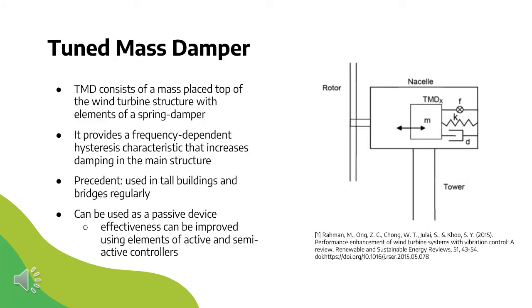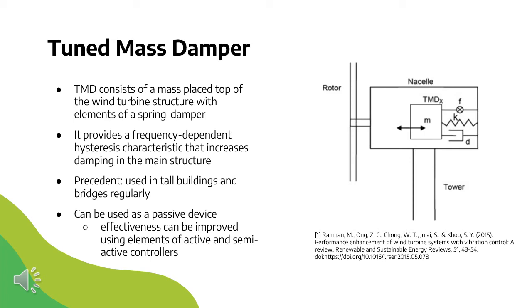Tuned mass dampers consist of a satellite mass with spring and damper components placed in relation to the primary mass, which in this case is a wind turbine. It provides a frequency-dependent hysteresis characteristic that increases damping in the main structure. This helps to dissipate energy from vibrations in the turbine. They have been used in many systems, including tall buildings, bridges, and wind turbines.